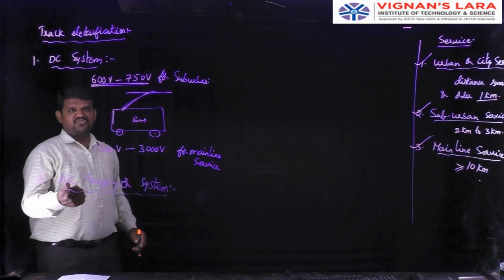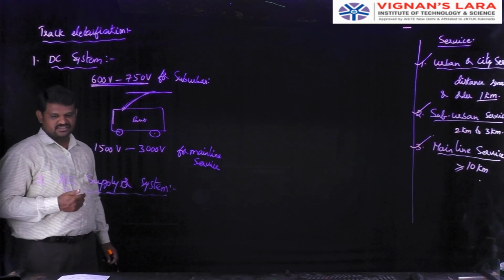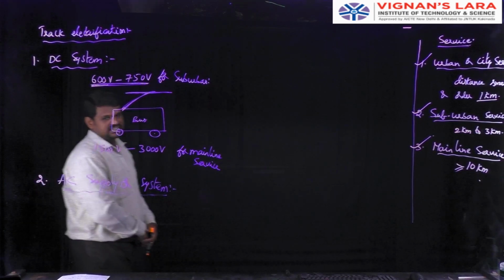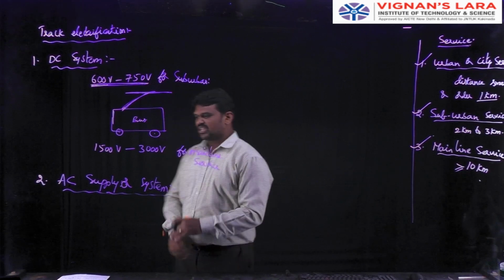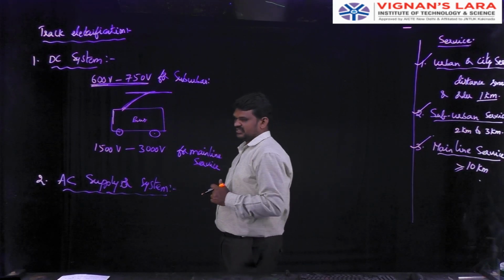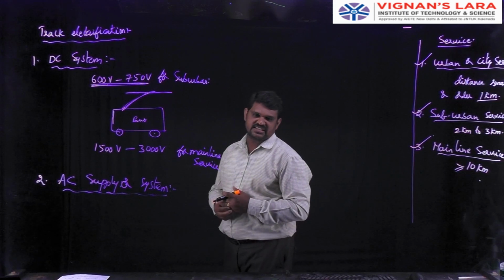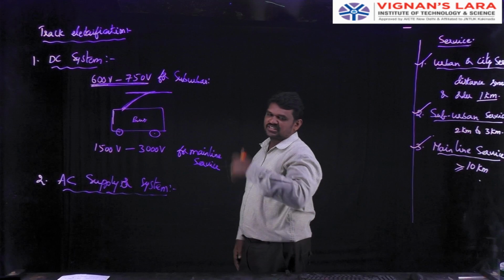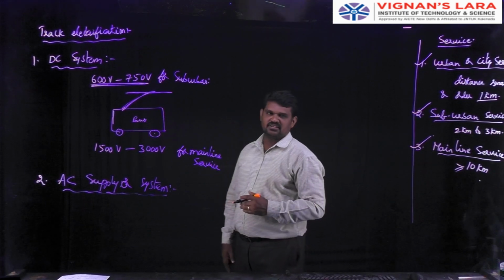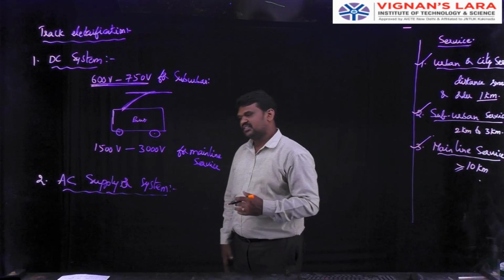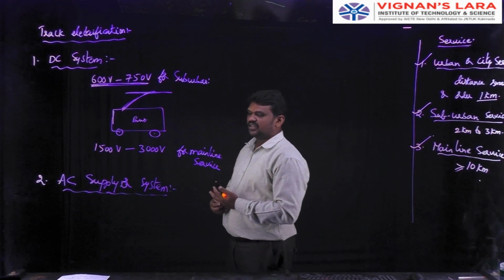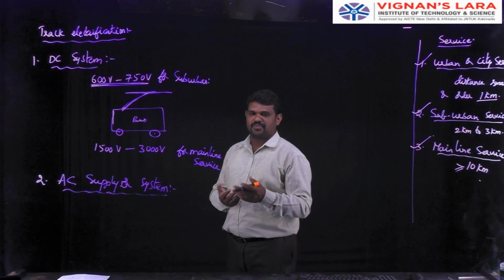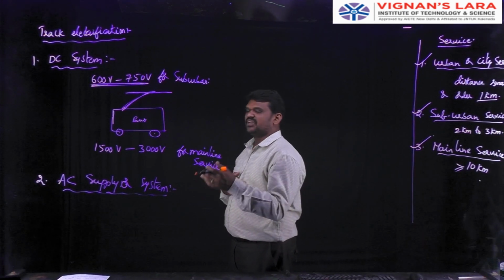What are the advantages of AC system over the DC? In AC system, we can increase or decrease the voltage levels by using a simple device, that is the transformer. By the simple transformer, we can increase the voltage and we can decrease the voltage, and we can reduce the frequency also, or we can operate the system at different frequency.